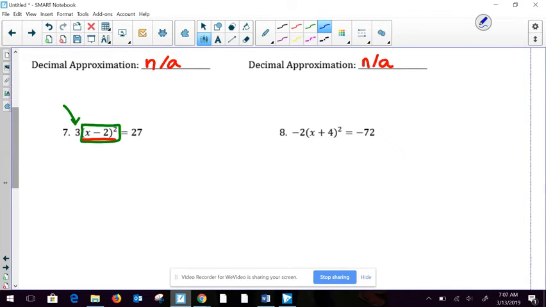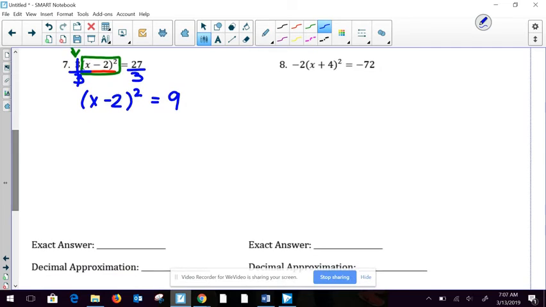Now remember, that 3 is attached by multiplication. So how do I undo multiplication? Good. I'm going to divide both sides by 3. So when I do that, I end up with x minus 2 squared is equal to 9. Now that I isolated that squared term, I can go through and square root both sides. I can't write my two equations until I square root it. Now that I square rooted it, I have x minus 2 equals, x minus 2 equals.